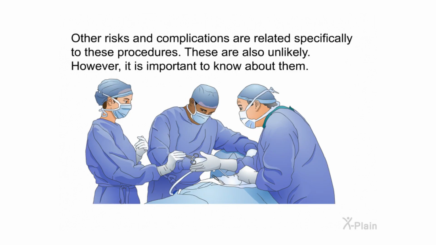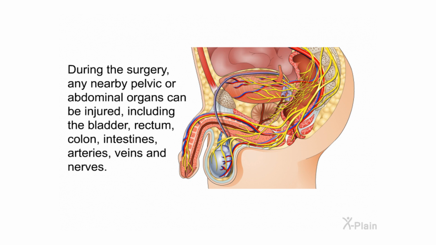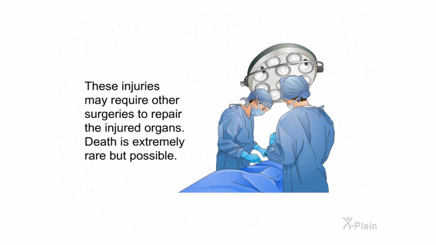Other risks and complications are related specifically to these procedures. These are also unlikely. However, it is important to know about them. During the surgery, any nearby pelvic or abdominal organs can be injured, including the bladder, rectum, colon, intestines, arteries, veins, and nerves. These injuries may require other surgeries to repair the injured organs. Death is extremely rare but possible.